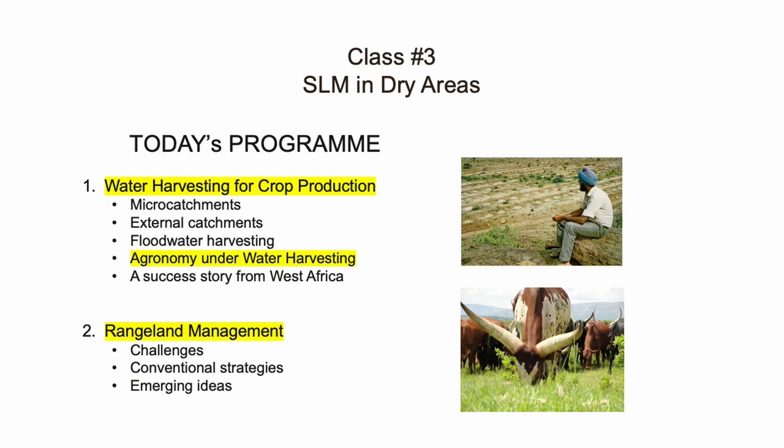So today we've looked at water harvesting under micro catchments, moved on to external catchments, and we've been talking about floodwater harvesting. Now we'll have a quick look at agronomic aspects before moving on to a success story from West Africa.